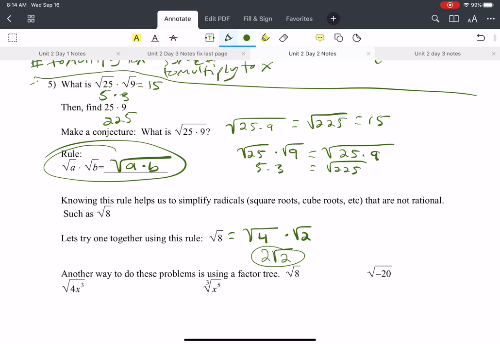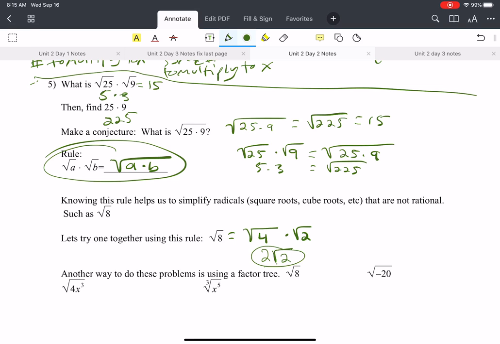Can you say that again? Sure. So for the square root of 8, I found the factor of 8 that was a perfect square, which was 4. So 4 times 2 is 8. So I split the square root of 8 up into the square root of 4 times the square root of 2. And then I simplified my perfect square. So 2 times the square root of 2.